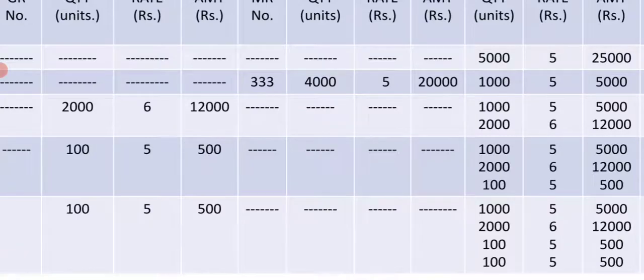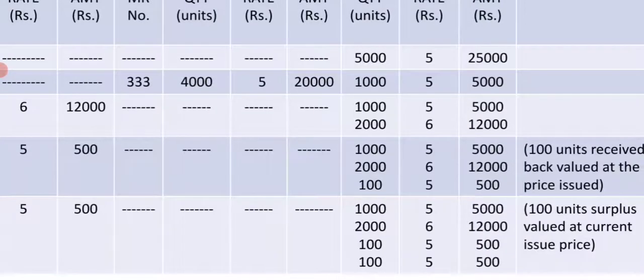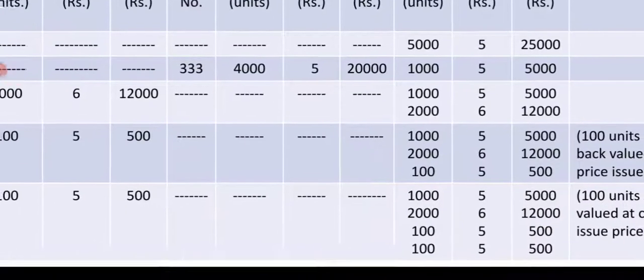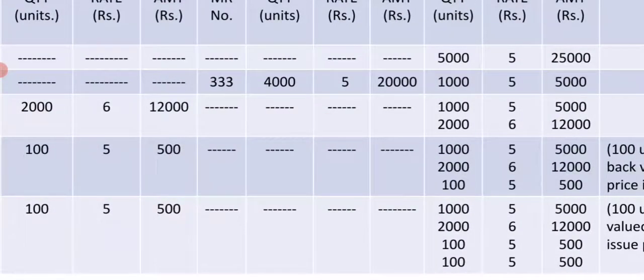Next we will write down the balance. We should write down the old balance first: 1000 units at the rate of 5, 5000; 2000 units at the rate of 6, 12,000; 100 units at the rate of 5, 500; and 100 units, that is the last one, which is the surplus. So 100 into 5 is equal to 500.